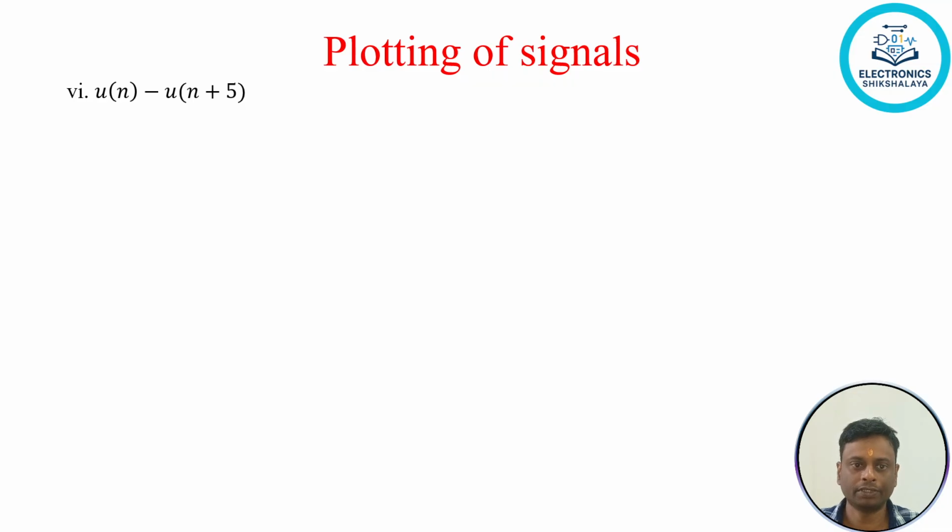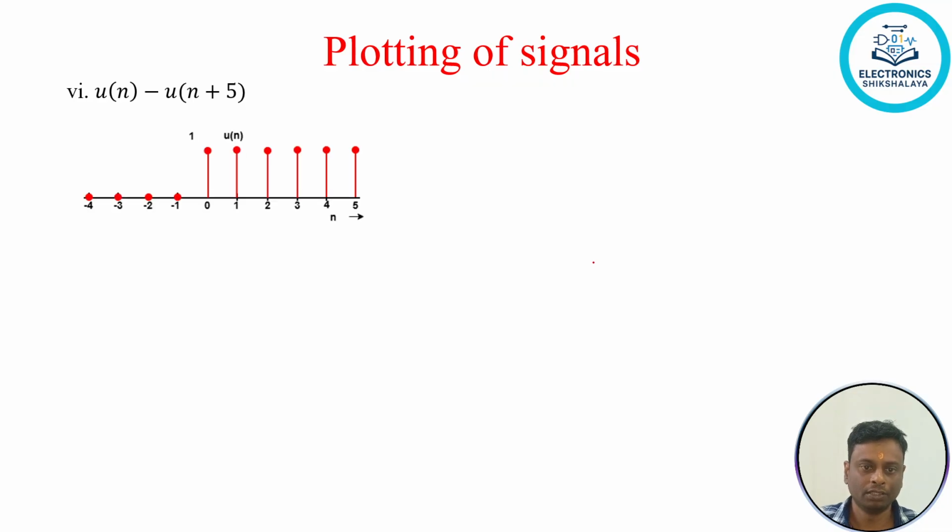So u of n minus n. Now it is n. We plot first u of n. So this is our u of n. u of n equals 1 for n greater than or equal to 0.